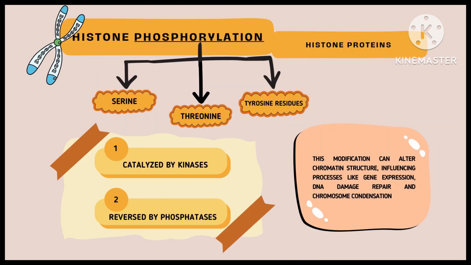Histone phosphorylation. Histone phosphorylation is a post-translational modification where phosphate groups are added to histone proteins. This process is catalyzed by kinases and reversed by phosphatases. Phosphorylation of histones primarily occurs on serine, threonine, and tyrosine residues, mainly within the N-terminal tail of histone proteins. The modification can alter chromatin structure, influencing processes like gene expression, DNA damage repair, and chromosome condensation.